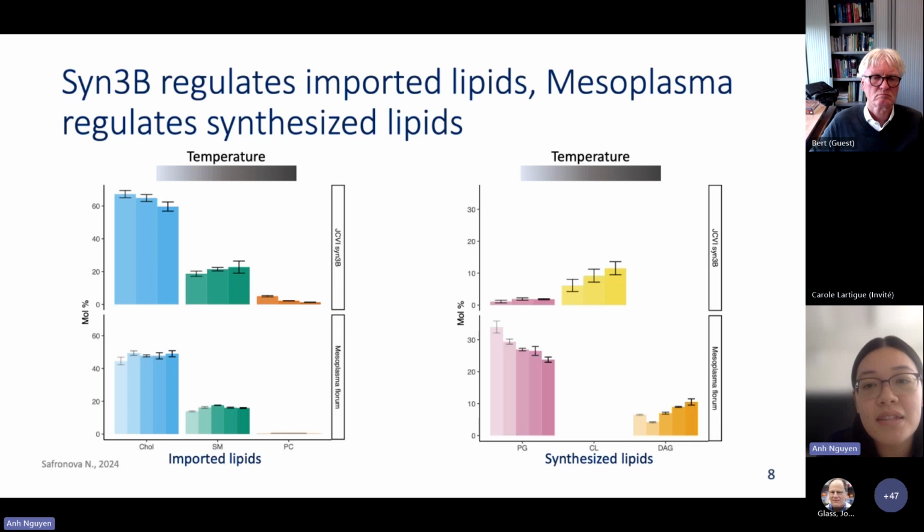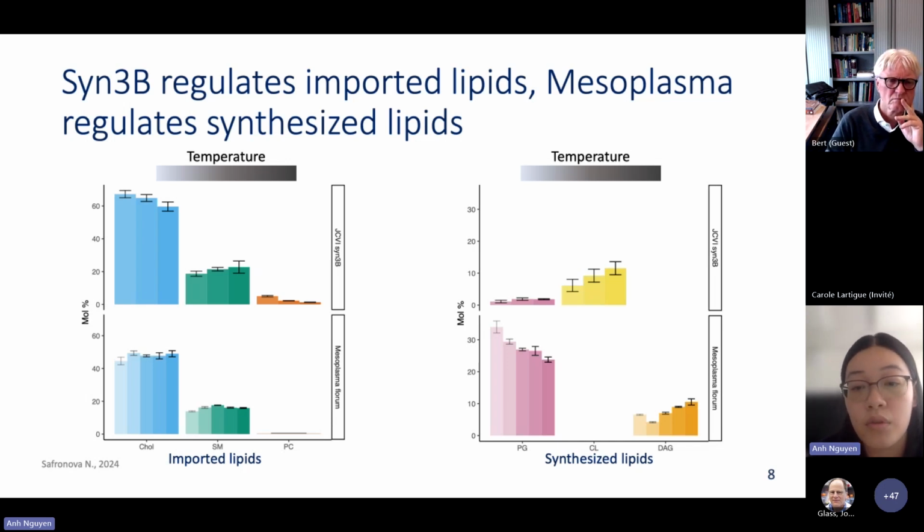But it is completely different for the lipids that they synthesize themselves. While syn3 only really changes the class abundance for cardiolipin, Mesoplasma very dynamically adapts its class abundance of PG and DAC according to the growth temperature.